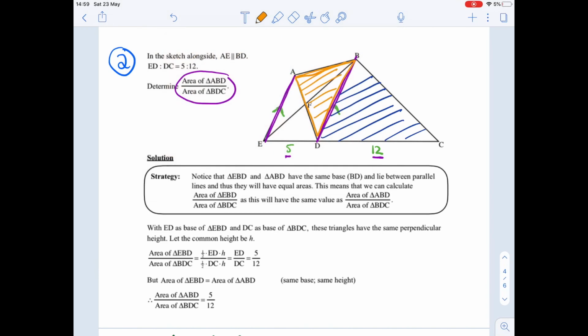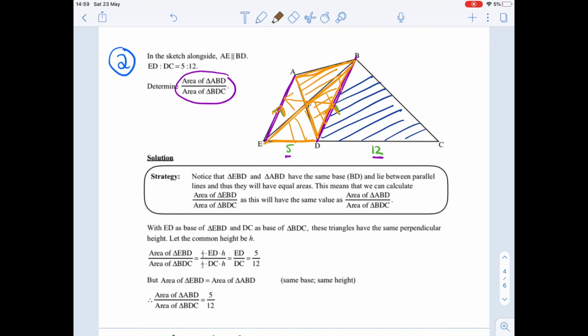So if we go back and we look here, the fact that they've given us that these two are parallel means that triangle BAD is going to be equal in area to BED. Do you see that? Because why? Because they have the same base and they are between the same parallel lines. So those two orange triangles are equal.